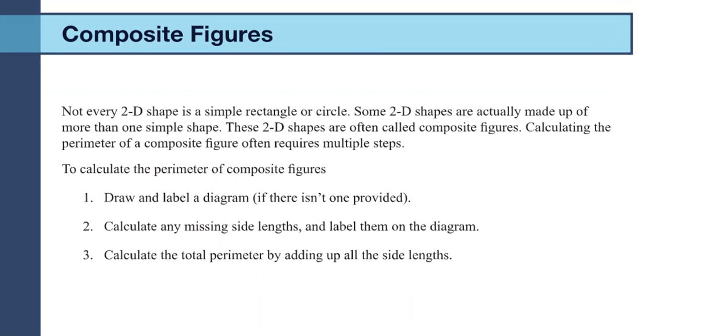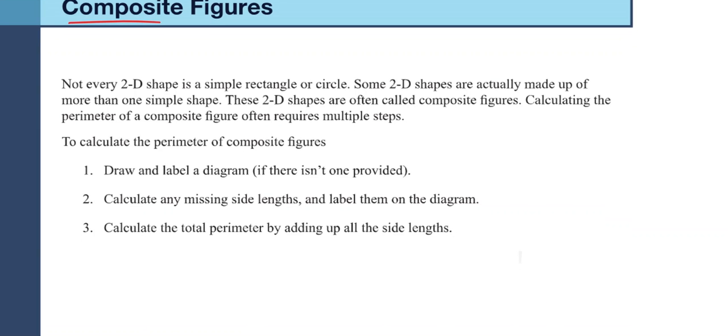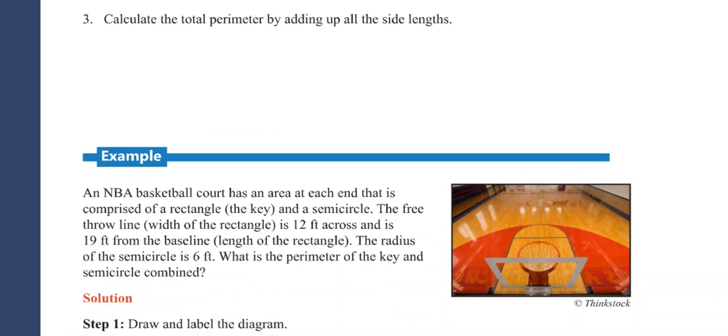Now, composite figures. Do you guys know what the word composite means? What about a composite hockey stick? Broken. That's funny. Okay, a composite hockey stick just means it's made of lots of different things. Composite means it's made up of multiple things. So let's do some examples.